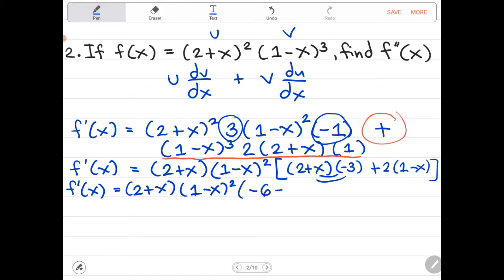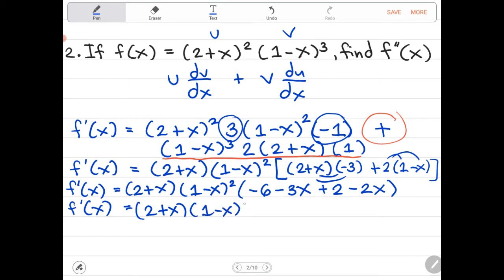Negative 6 minus 3x. Distribute the 2, plus 2 minus 2x. Then simplify the equation inside the parentheses. We have 2 plus x, then quantity 1 minus x squared. Combine similar terms. So negative 3x and negative 2x, that is negative 5x. The negative 6 plus 2, that is negative 4.